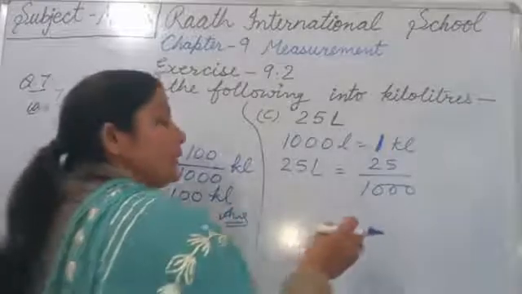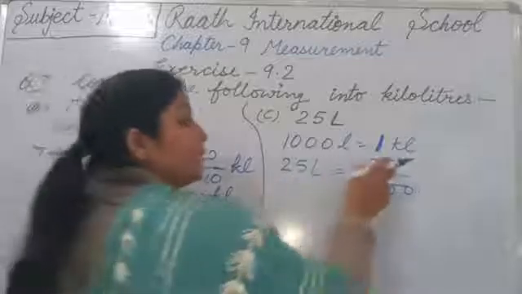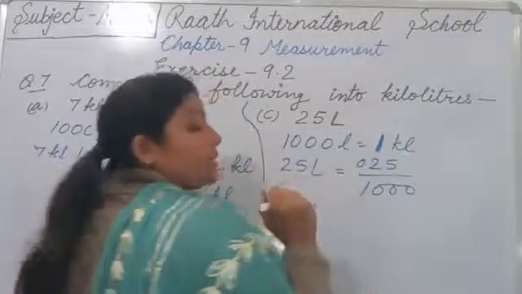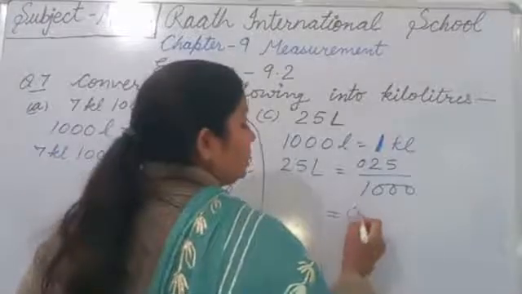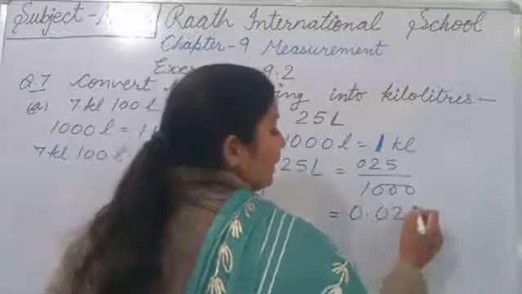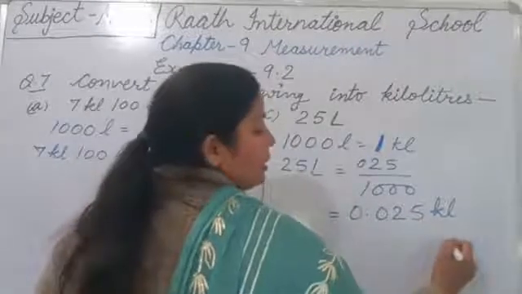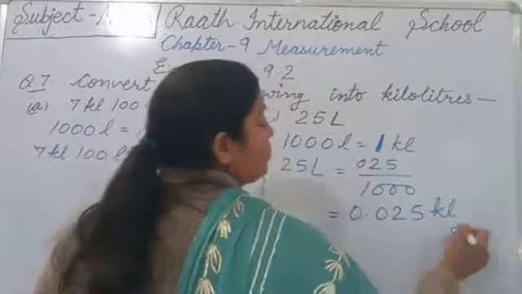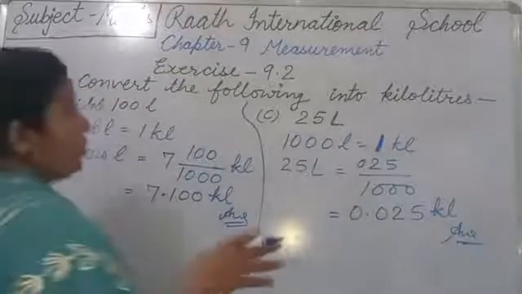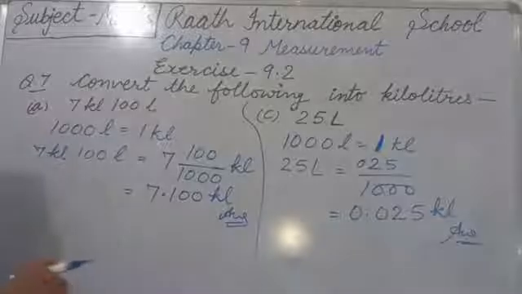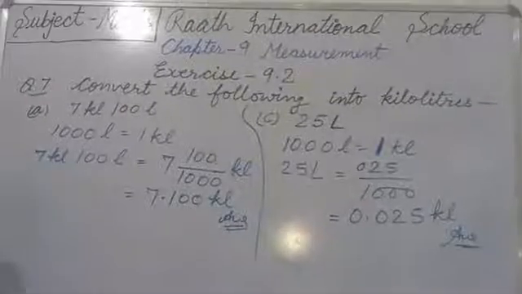In 1000 there are 3 zeros, so 3 decimal places will be taken, but there is only a 2 digit number. So before that we can use 0. So now it becomes 0.025 kiloliter. That's your answer. When digits are less, before that we can use 0. So that's kiloliter. Like this you will complete your exercise 9.2. Now after that we will do 9.3.